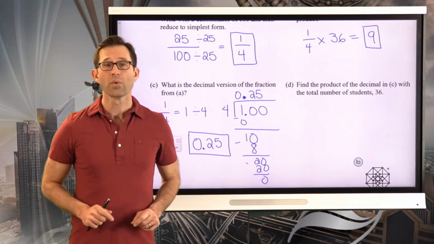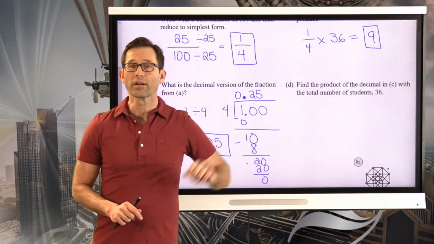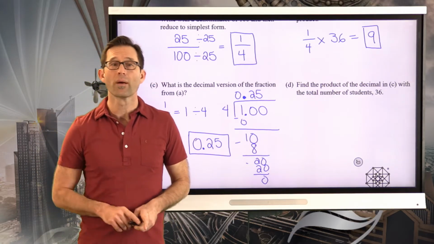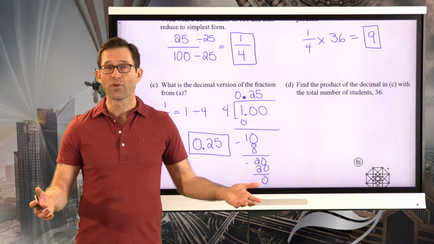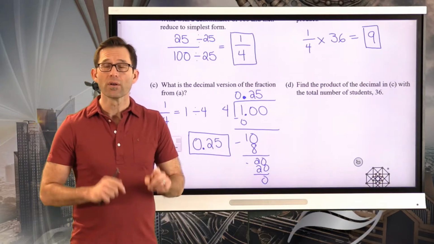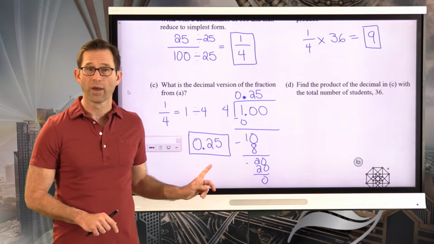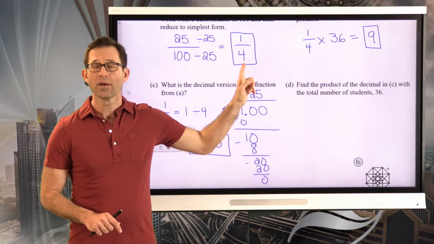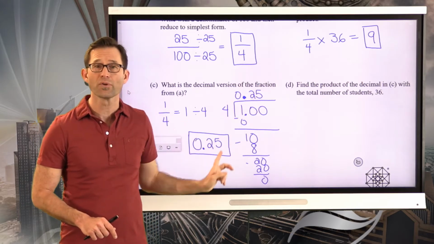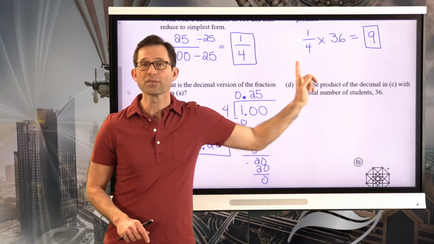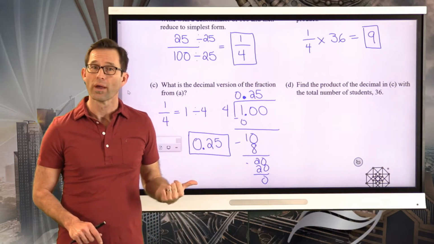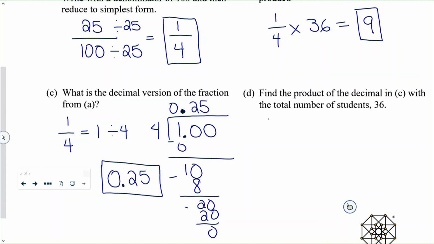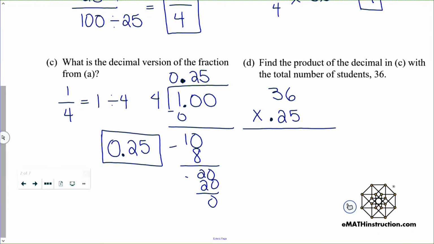And in fact, that's what letter D gets at. Find the product of the decimal in C with the total number of students, 36, all right? So what I now want to do is take this decimal, which is exactly the same as that fraction, it's just a different way of representing them, and I want to do exactly the same calculation that I did here, right? So I'm going to take my 36 students, and I'm going to multiply by 0.25. So we're going to get a little bit of work multiplying by decimals here. The longhand way. Here we go.